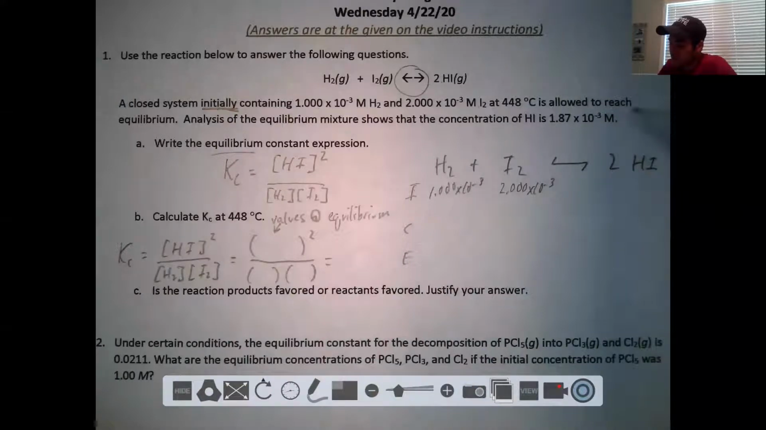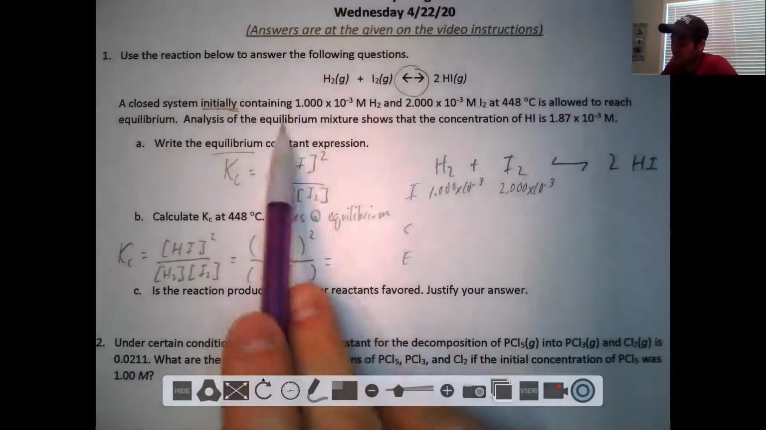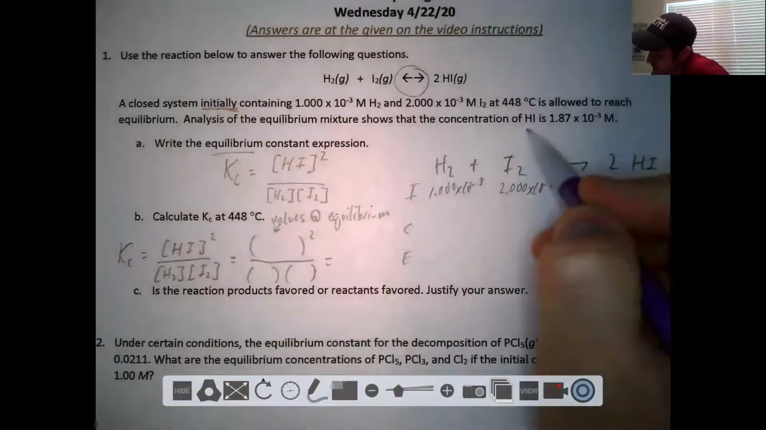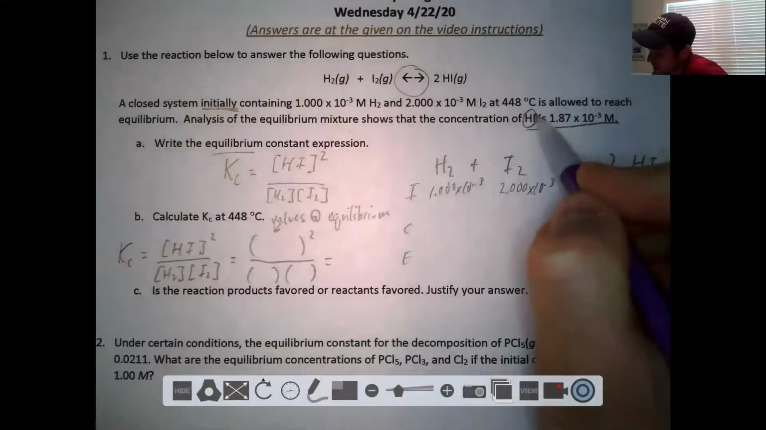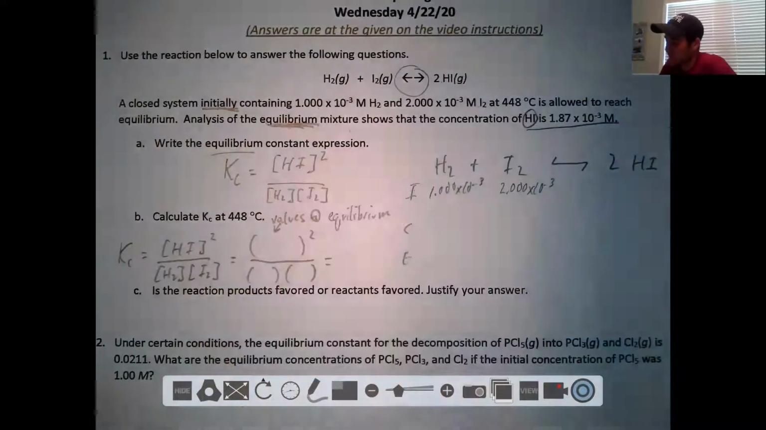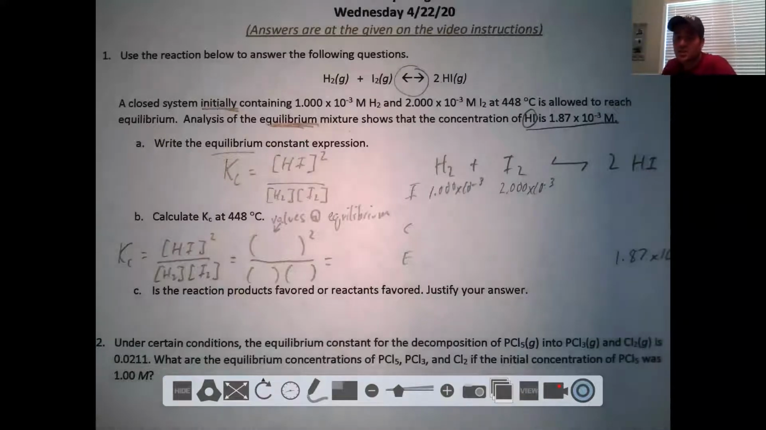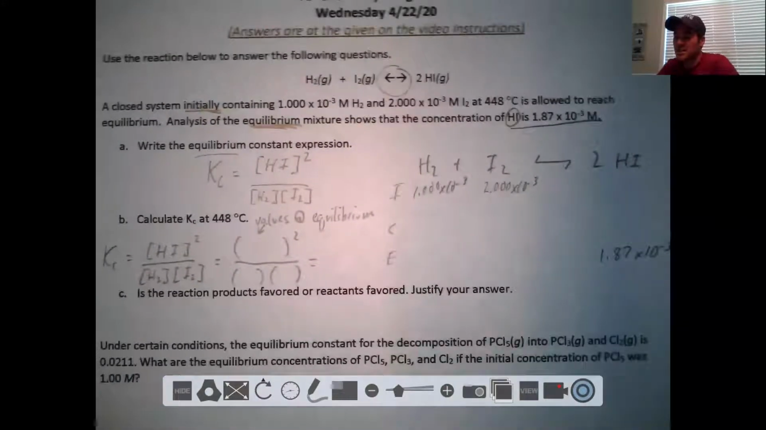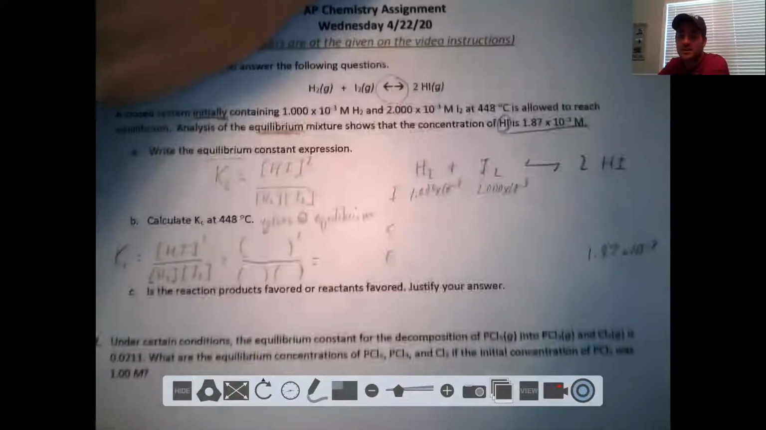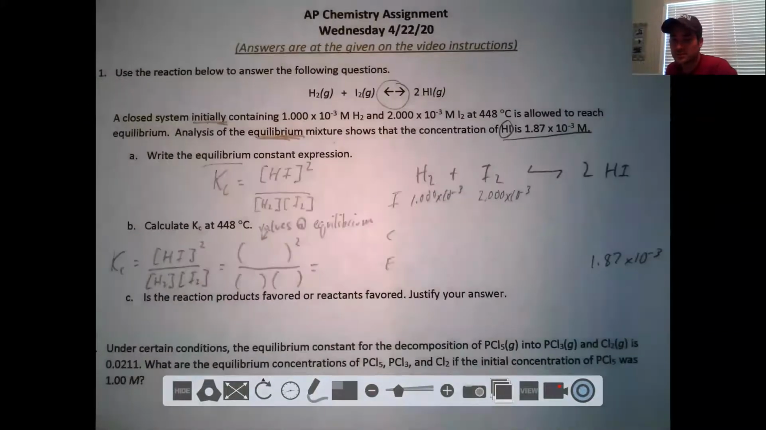And it's allowed to reach equilibrium. Analysis of the equilibrium mixture shows, so we know that this is the concentration of HI at equilibrium. So another key is this number goes here, because that is the concentration we have at equilibrium.